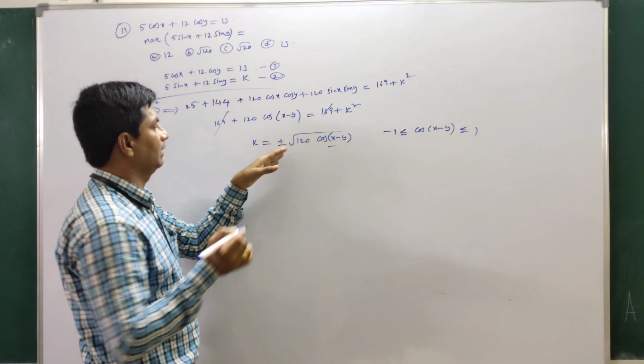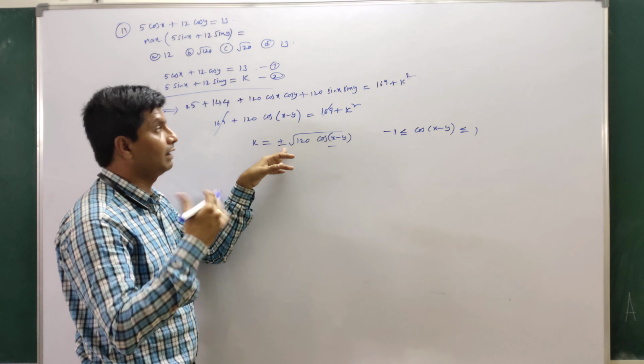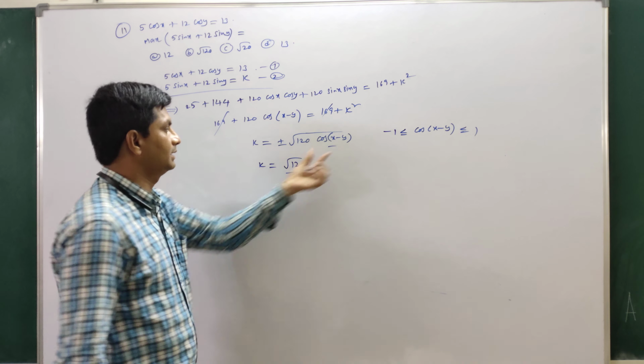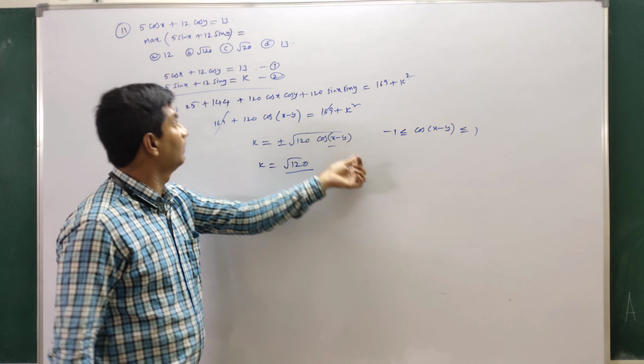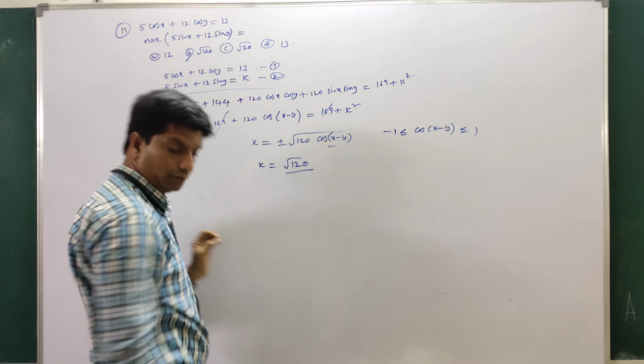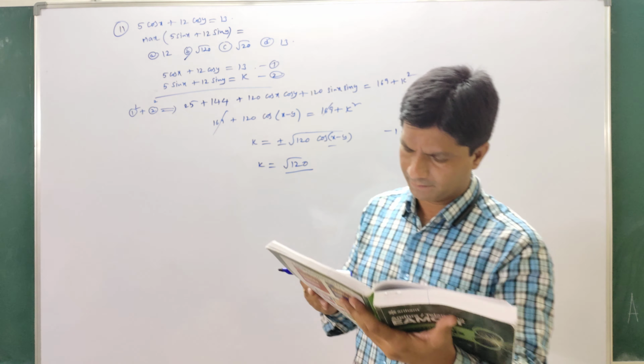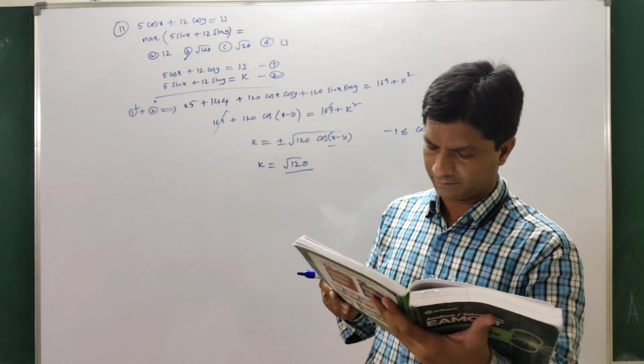So actually we are getting plus or minus here. Since you have to find the maximum value, take plus. So what is the final answer? Root of 120 into 1. Answer is what? Root 120. Next. This is the 11th problem. 12th you can do that. 13th also you can do.